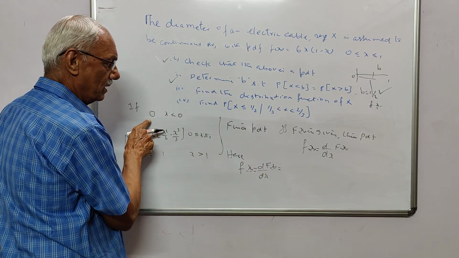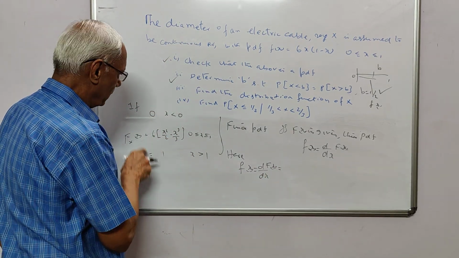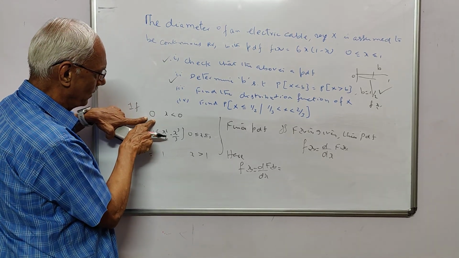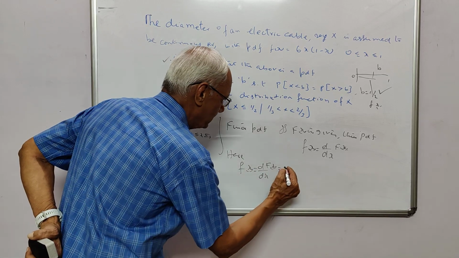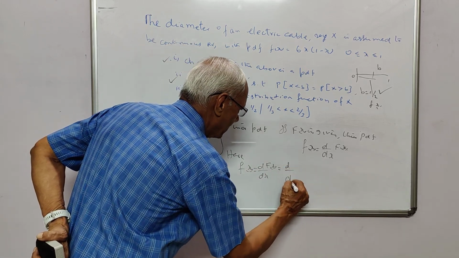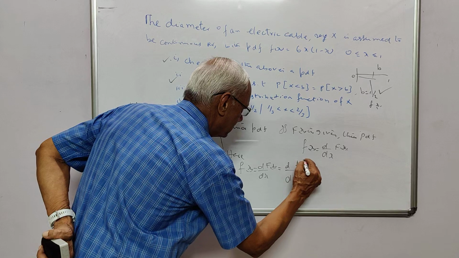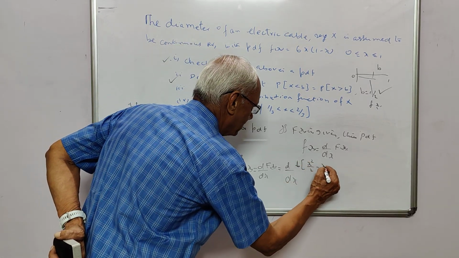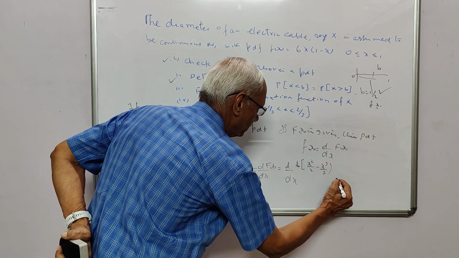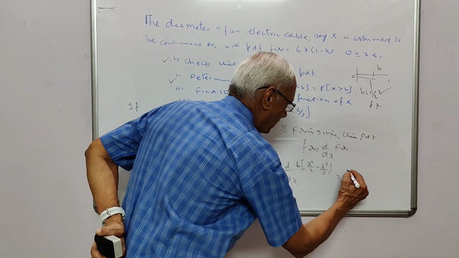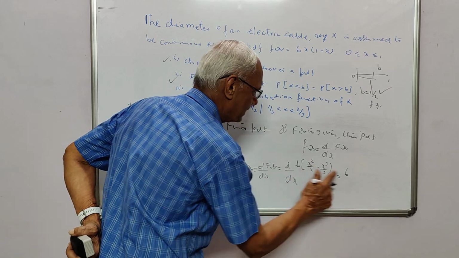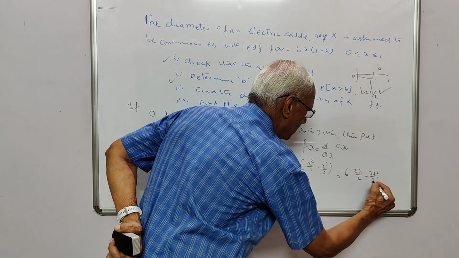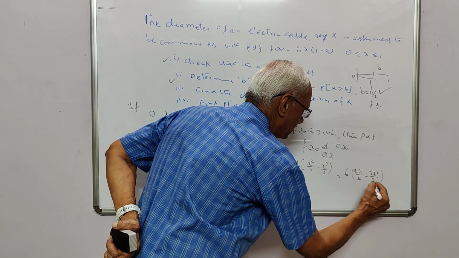See, d by dx of 0 is 0, and of 1 is 0. We will find only the difference here. The probability density function for this is 0. I will write that also, don't worry. So this is equal to d by dx of 6 into x squared by 2 minus x cubed by 3. So take that constant outside. d by dx of this is 2x by 2 minus 3x squared by 3. This and this will cancel.